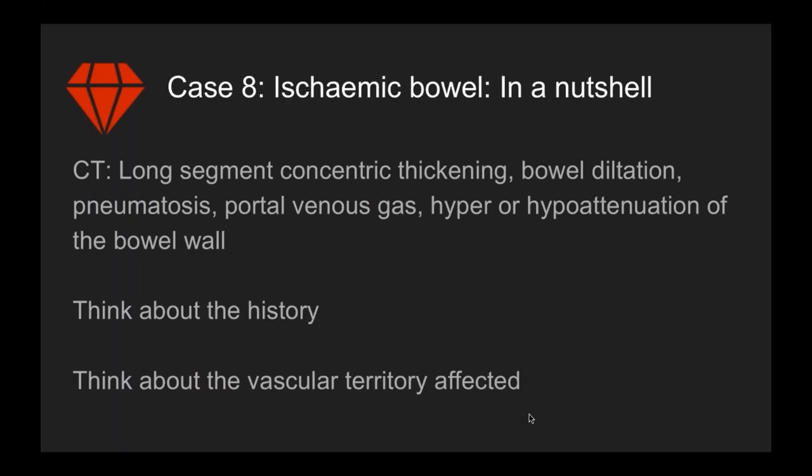So like I said, what will you see in ischemic bowel? You'll see long segment concentric thickening. You'll see dilatation of the bowel as well, which is an important thing to remember because it's not just obstruction that can cause dilatation of the bowel. Pneumatosis and portal venous gas are fairly late signs of ischemia, and portal venous gas specifically is quite a terminal sign of ischemia. And then you can get hyper or hypoattenuation of the bowel wall just because of the altered vascularity and severity of it.